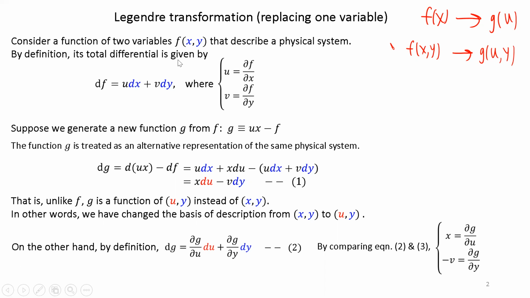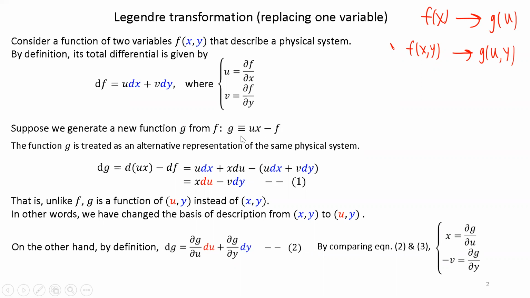So this is the function that we are considering, f of x, y. For the two variable function, the total differential is written like that. So u is partial f partial x, and v is partial f partial y. Now we generate this new function, g, which you've seen already: u x minus f.